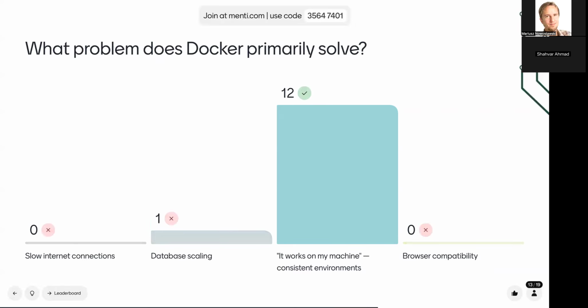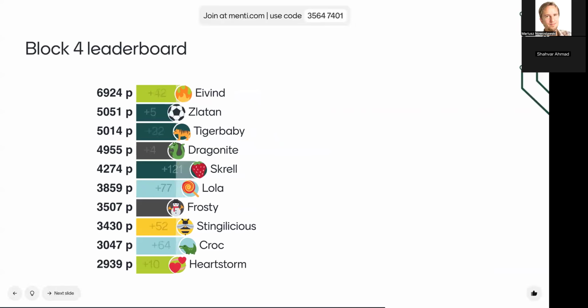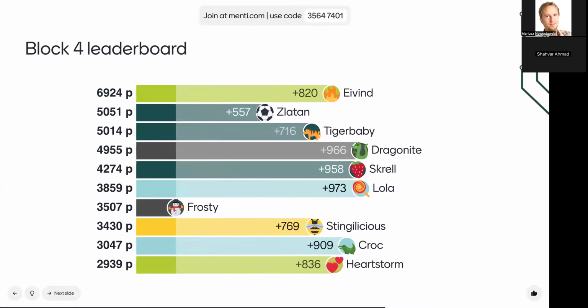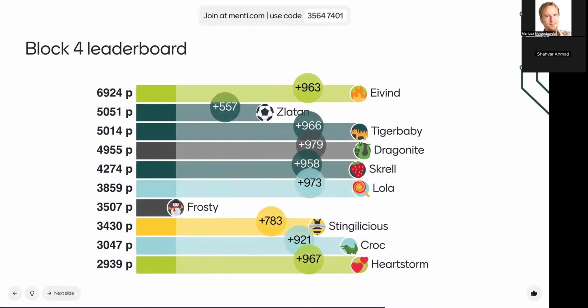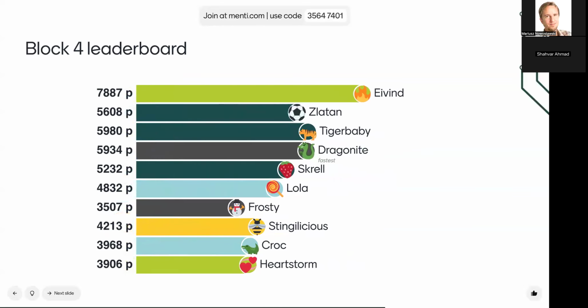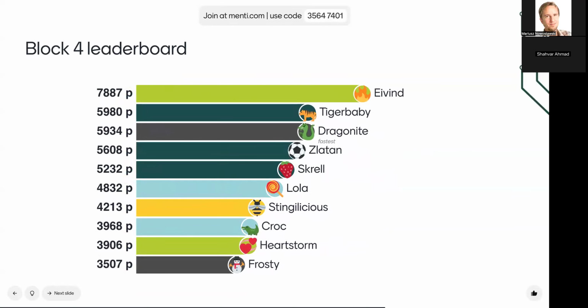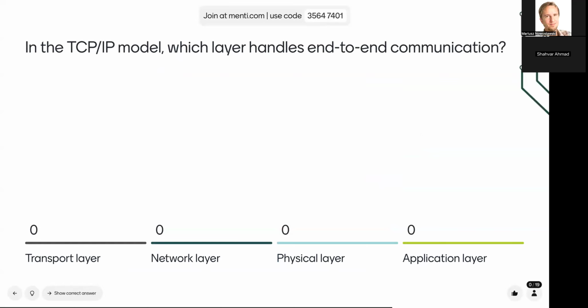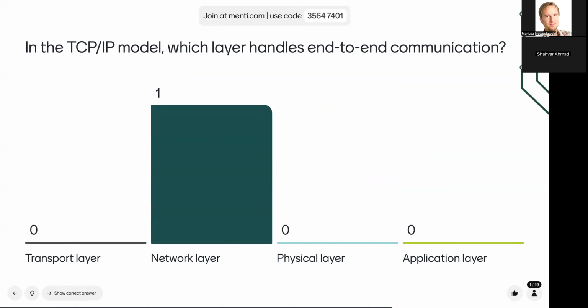Perfect. So let's see the leaderboard. How are we doing? A little bit of reshuffling, but yeah, Avind is leading the pack for now. Okay, so not a quiz question, another networking question.